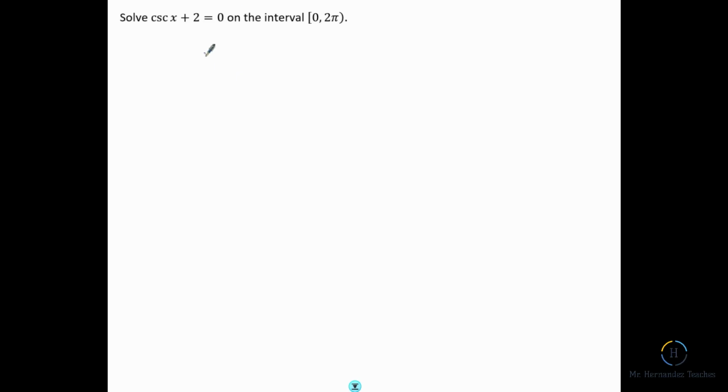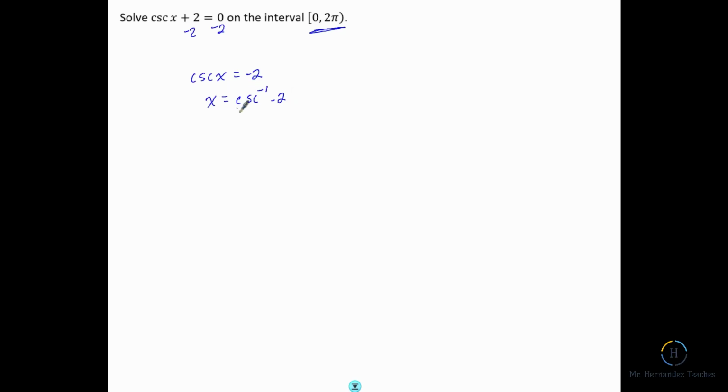Now we want to solve for this equation on the interval from 0 to 2 pi. Again, that's the interval that we've been solving everything on, including 0 but not including 2 pi. So what I have here is basically I just want to isolate this trig function. So if I subtract 2 on both sides, I'll have cosecant x is equal to negative 2. And then I want to solve for x, so I want to take the inverse cosecant of negative 2.